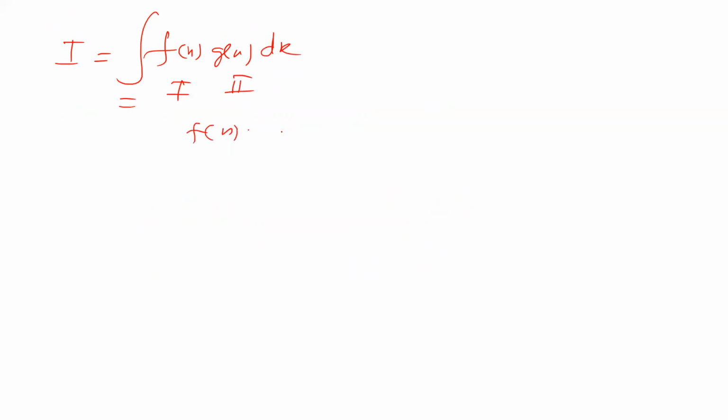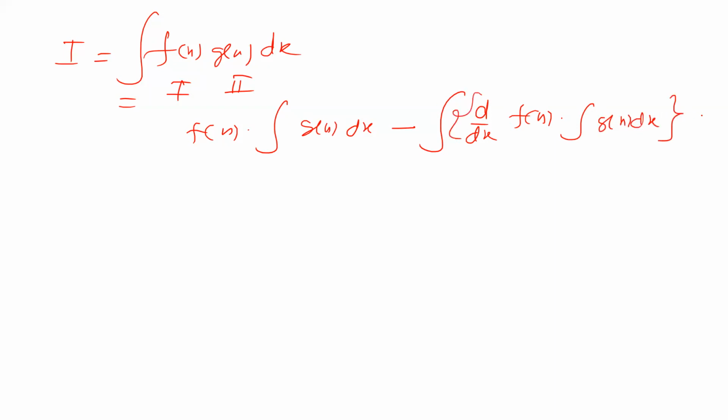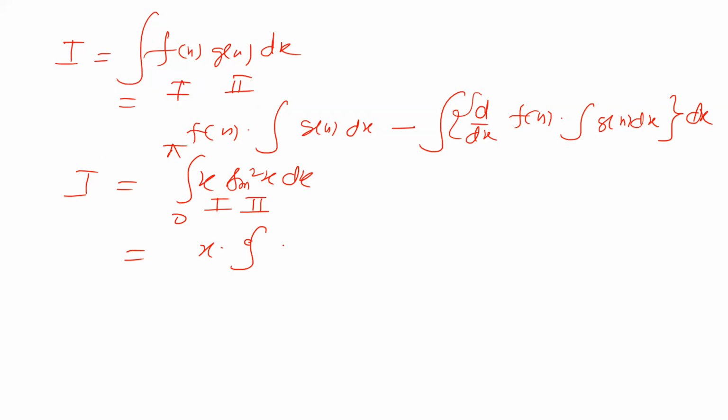The formula is: first function into integration of the second function, minus integration of the derivative of the first function into integration of the second function, the whole integrated. Applying this formula to the first question, integral 0 to pi of x sin square x dx: x into integration of sin square x minus the derivative of the first function into integration of sin square x dx.